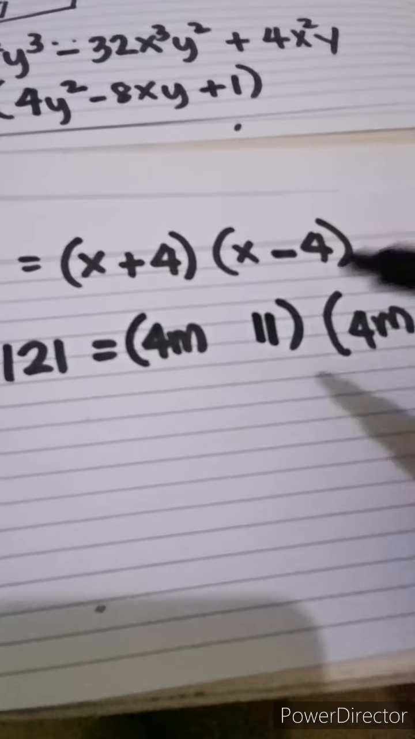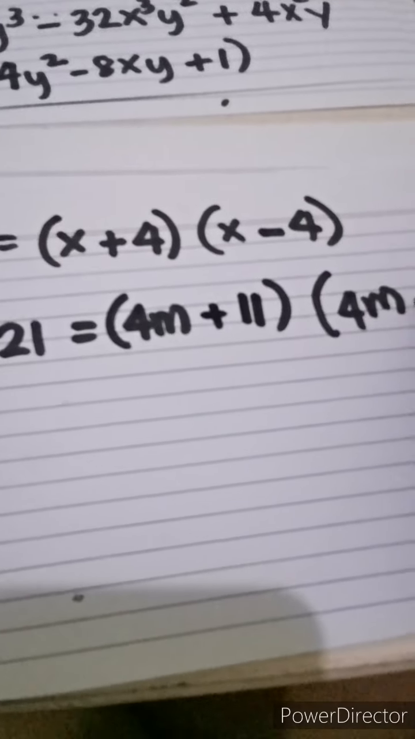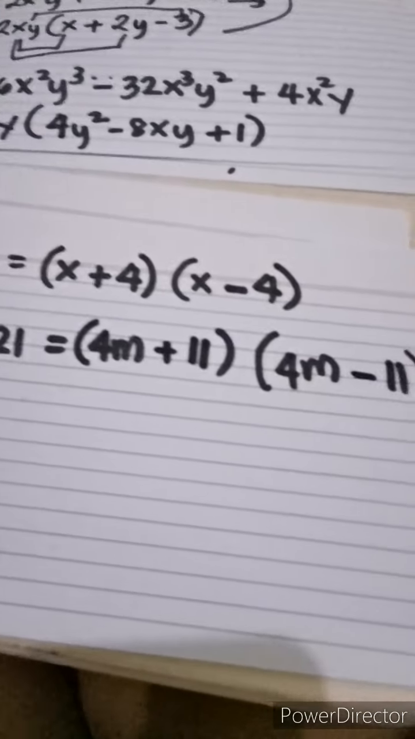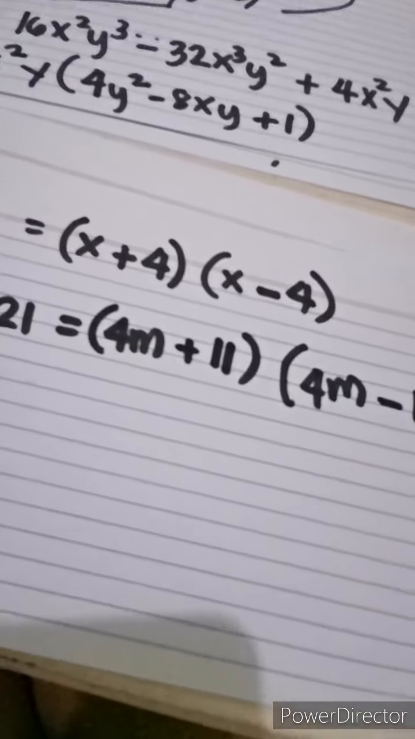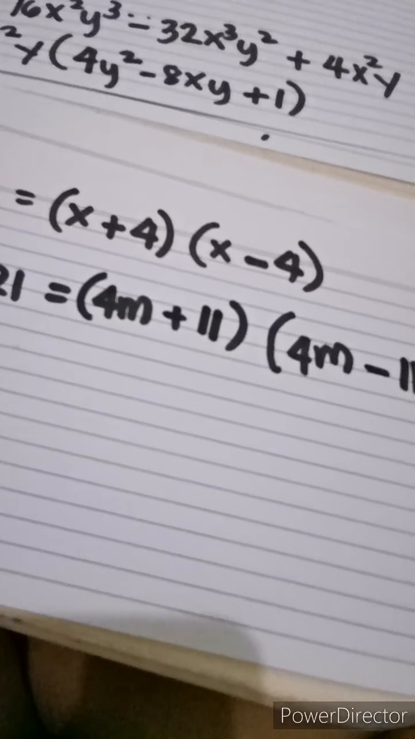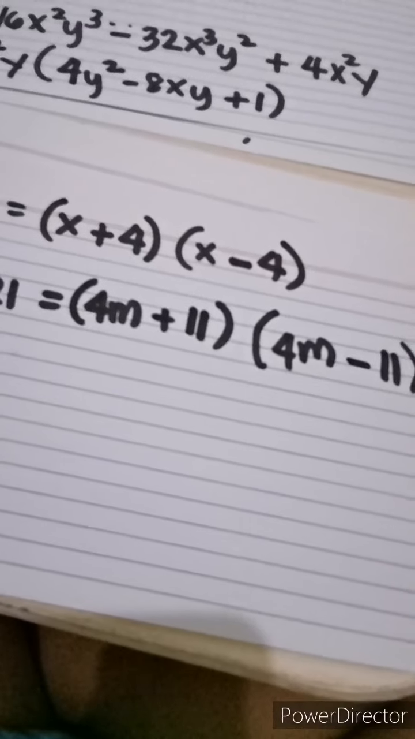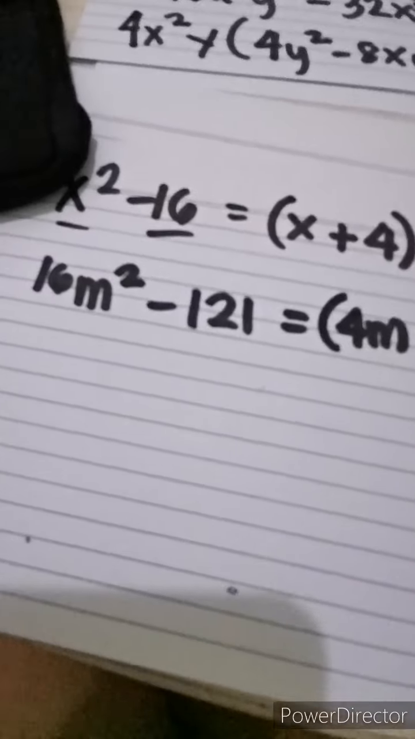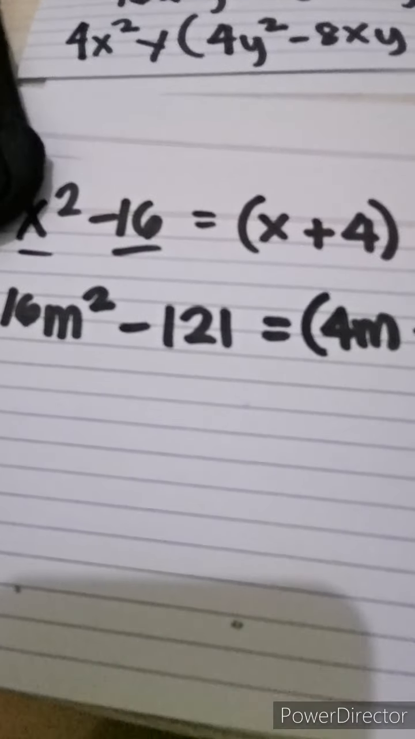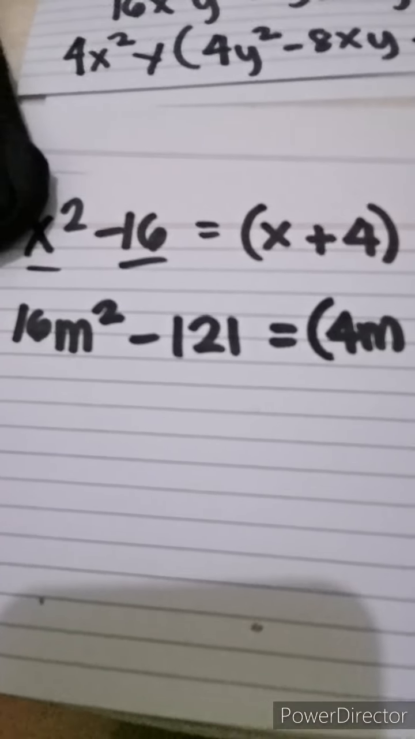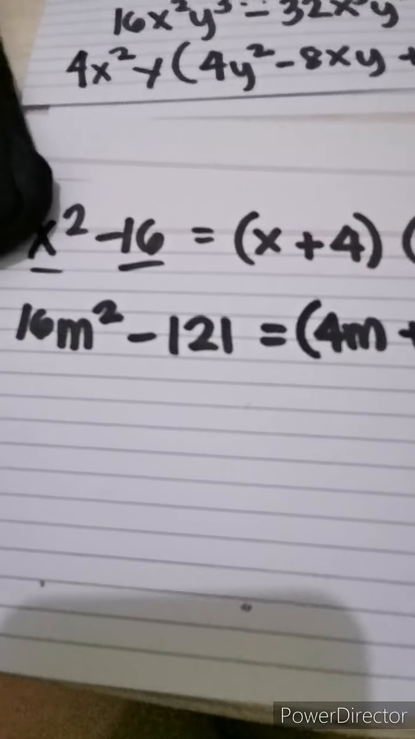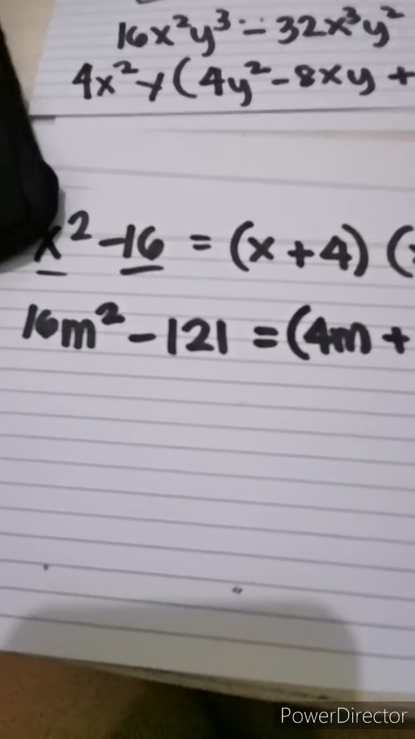And then, again, we will put the plus sign and the minus sign. So, those are the steps on how to solve or how to get the factors of a binomial with a perfect square. So, ang tawag diyan ay DTS or difference, factoring by difference of two squares.